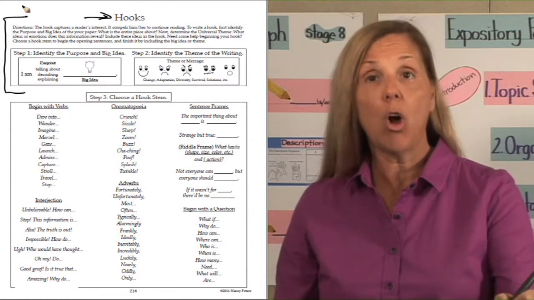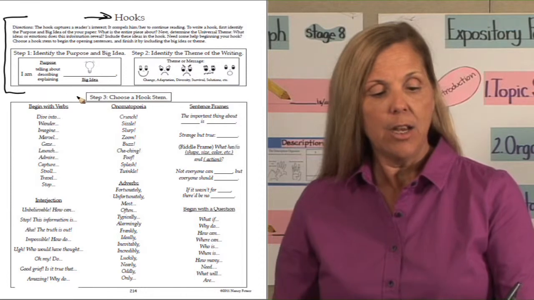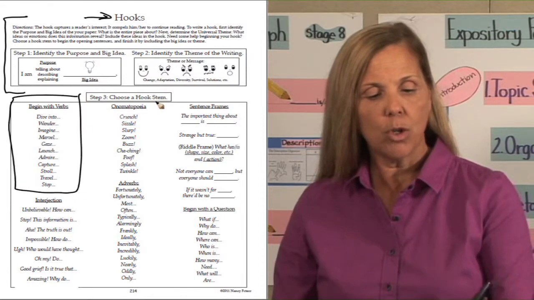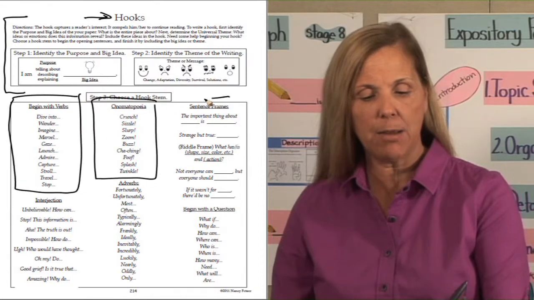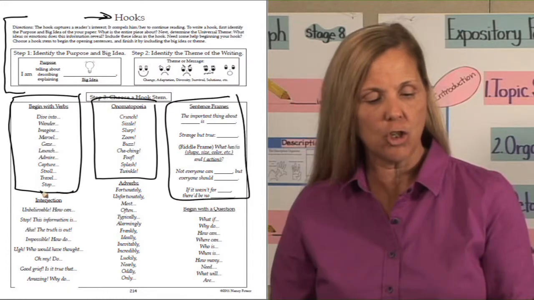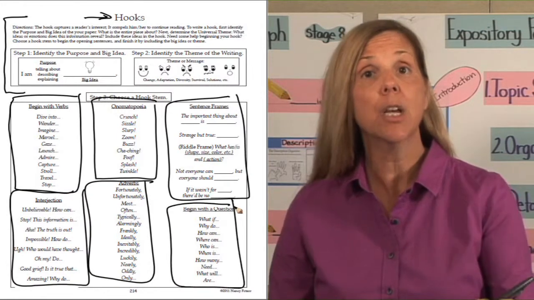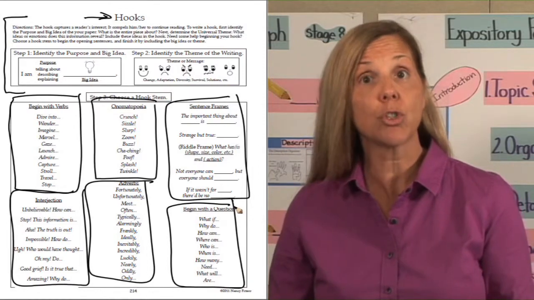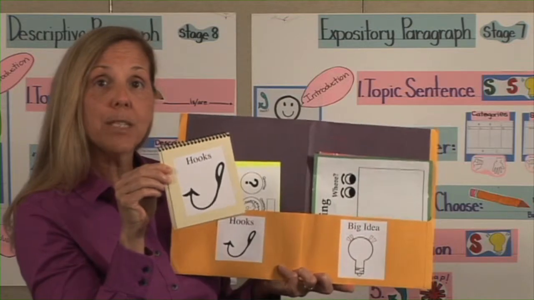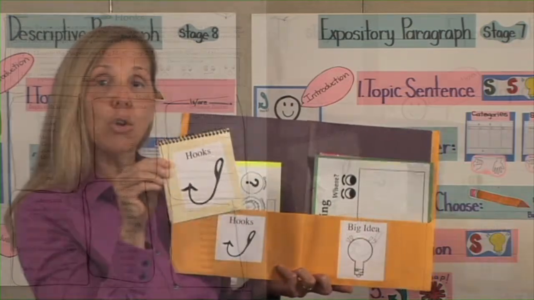What you will do on this black line master is you can cut out all of these different stems that I have here on this page. And you will see there are 6 different categories of stems for you to use for children to start their hooks. You then can take those stems and mount them in a little flip book.